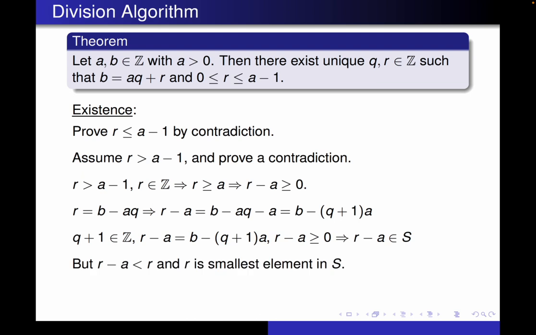However, we also know that R minus A is less than R. Remember, A is a positive number. If I take R and subtract a positive number, I get a smaller number than R. But R is the smallest element in S. So I got R minus A is an element of S that's smaller than the smallest element of S. That is a contradiction, which implies that R is less than or equal to A minus 1.